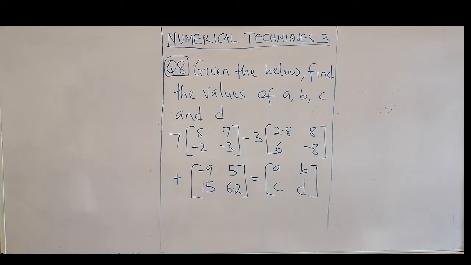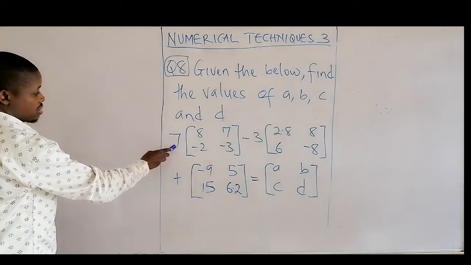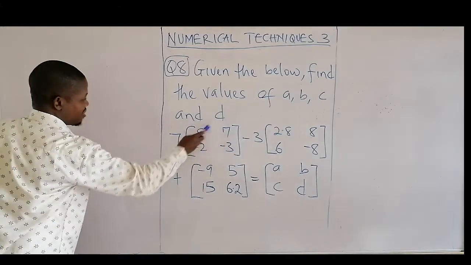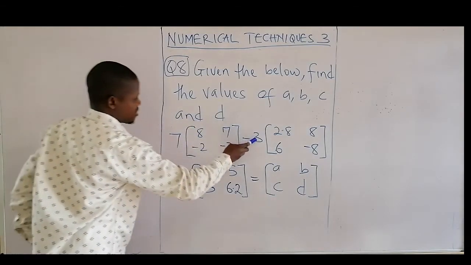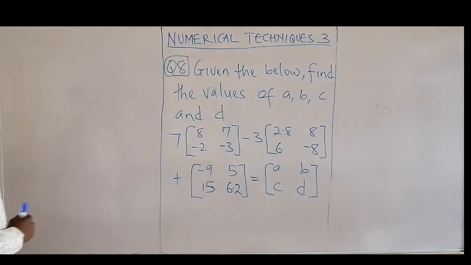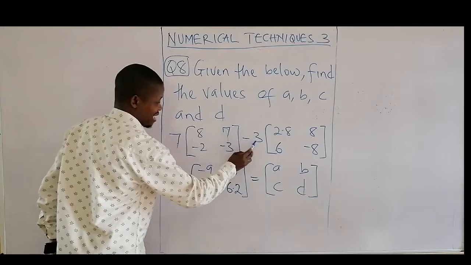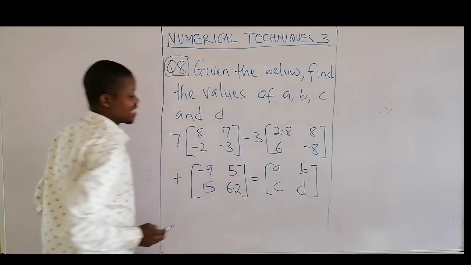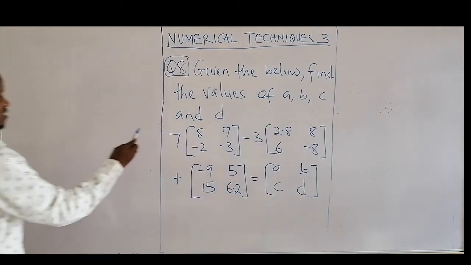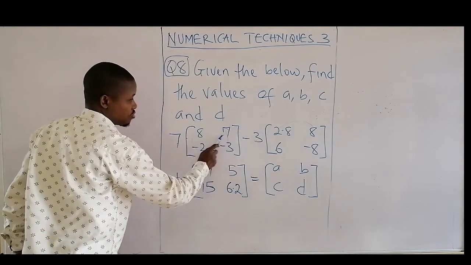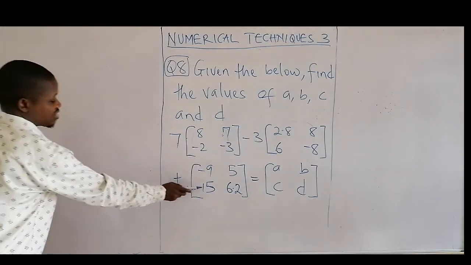Given the below, find the values of A, B, C, and D. Okay, this is a matrix question. We have 7 times a matrix, and then minus 3 times another matrix. The matrix is 2 by 2. So what do we do first? We allow this 7 to multiply the content of this matrix, and allow the 3 also to multiply the content of this matrix. Then this is the subtraction of these 2 matrices, then plus this matrix.